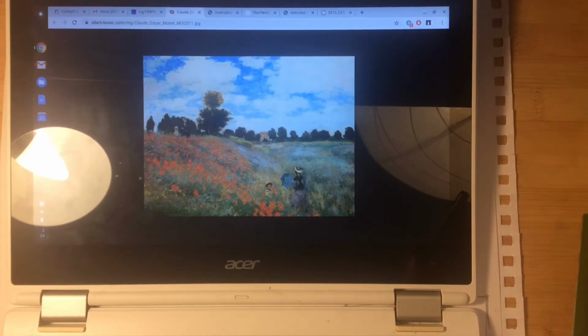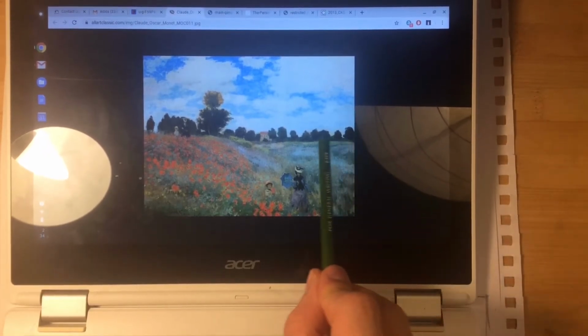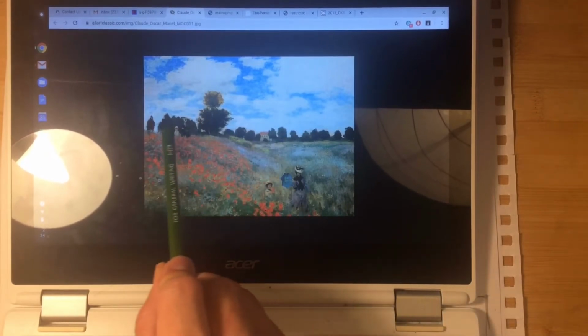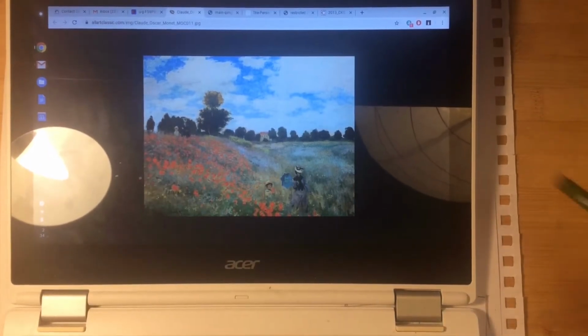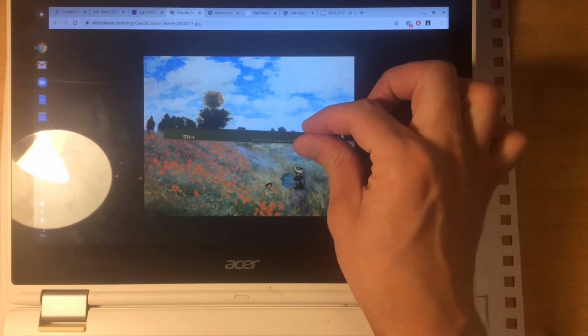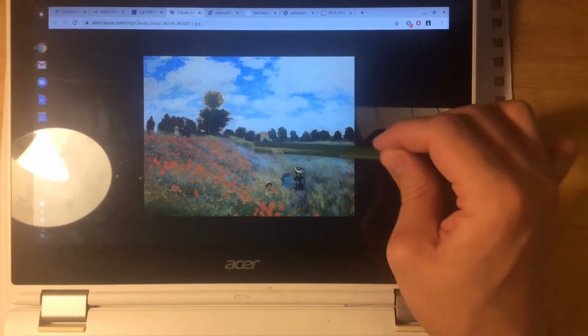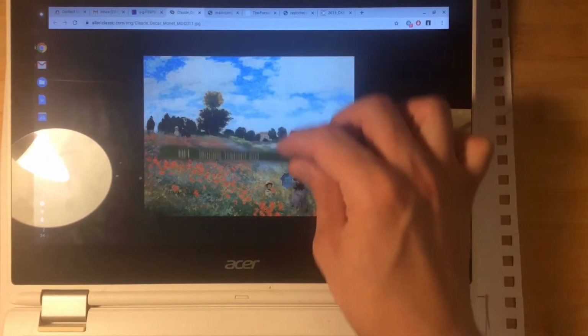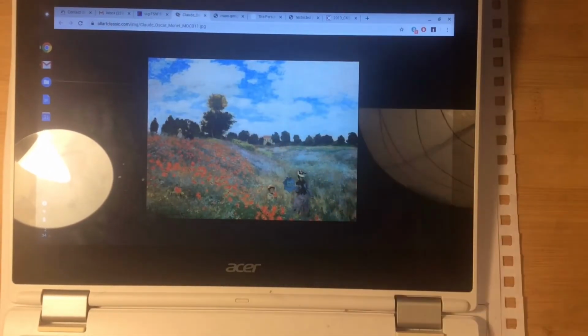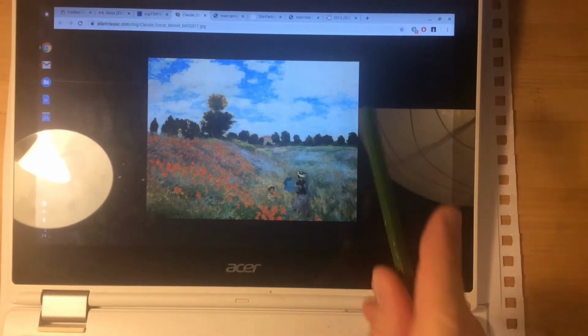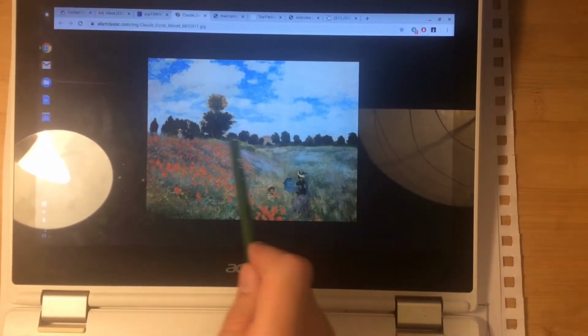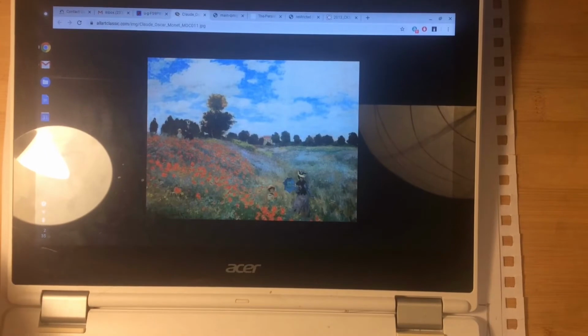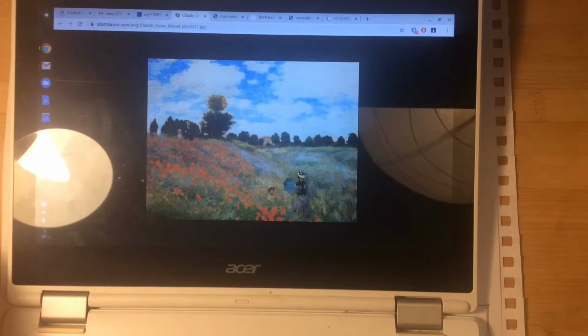So in this landscape, the horizon is right here. The horizon is the imaginary line where the sky and the ground meet. So in this picture, it's right in the middle, but it could be down or up from there. And the reason why the horizon is so important is because it helps us understand where the foreground, midground, and background are in our picture.